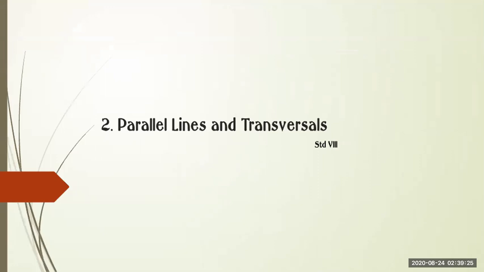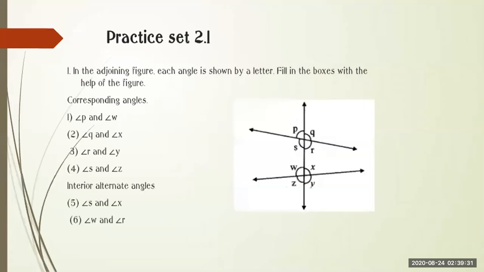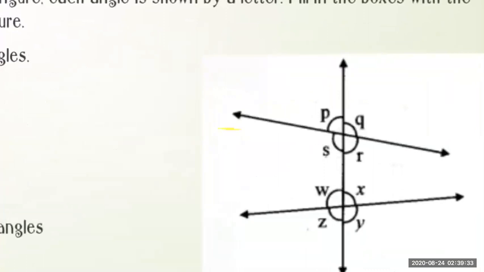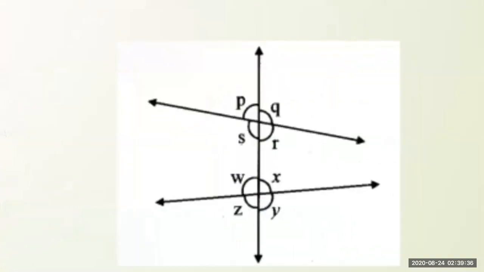I hope till here you have understood all the points which you have to remember. Now you can see the diagram. In this diagram, you have to show the corresponding angle and the interior angle. They ask: in the adjoining figure, each angle is shown by a letter. Fill in the box with the help of the figure. But we will do all the sums. We will not fill it.